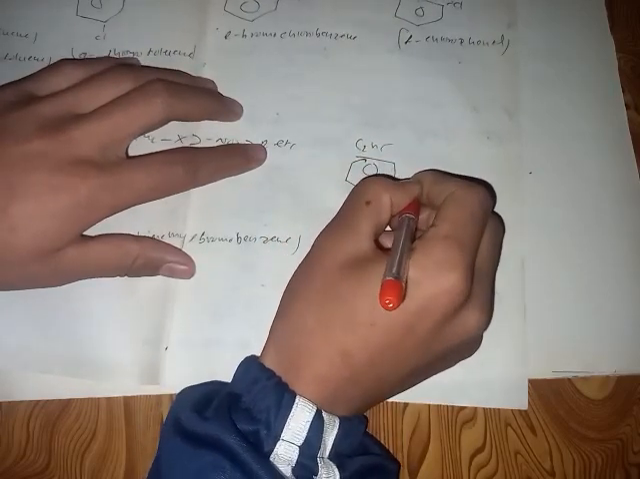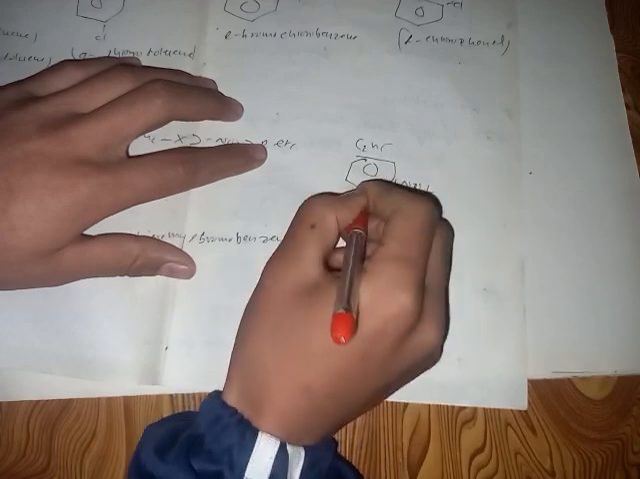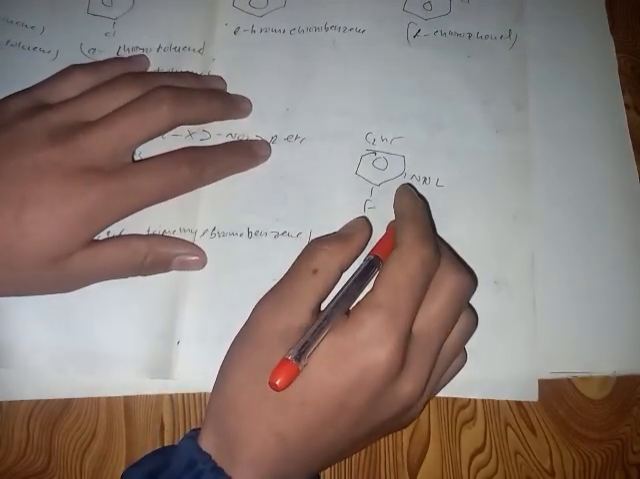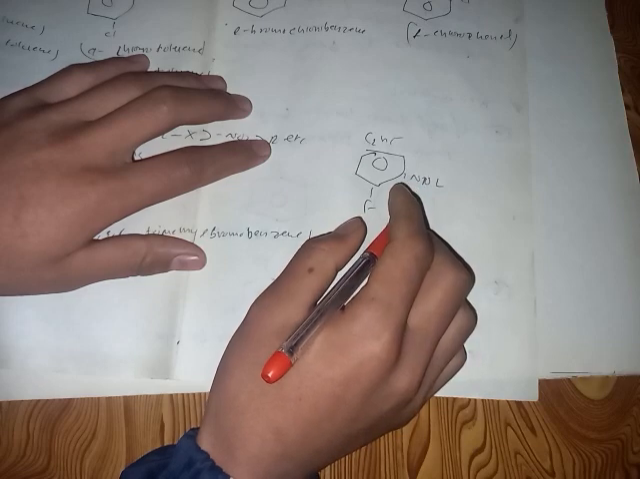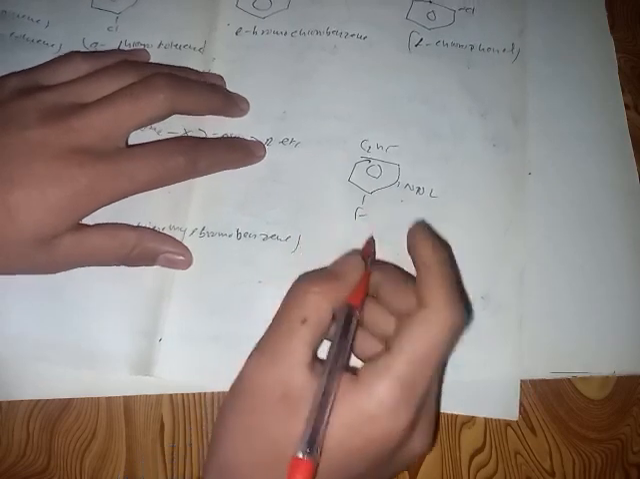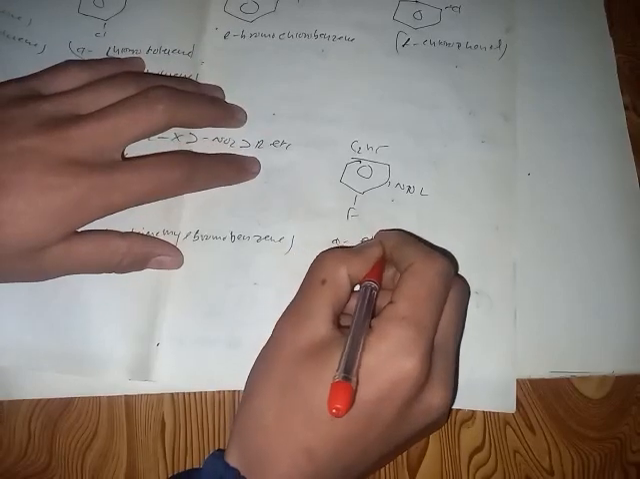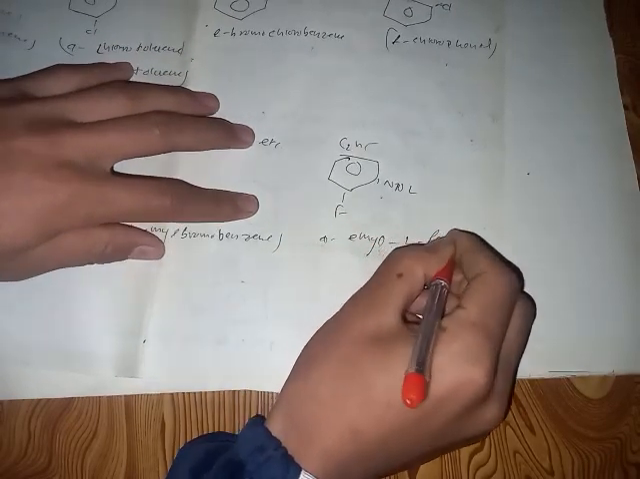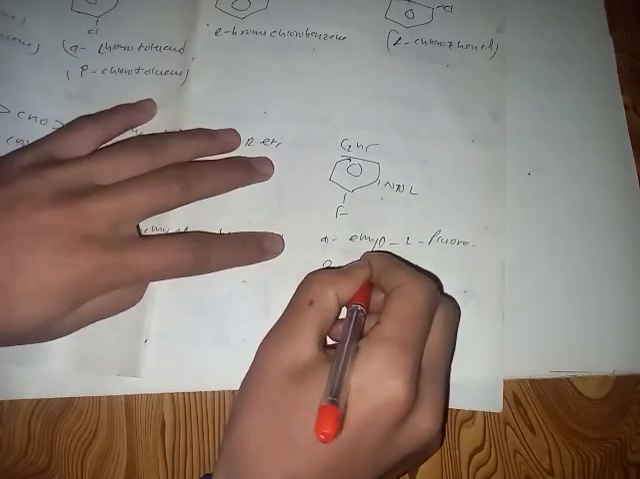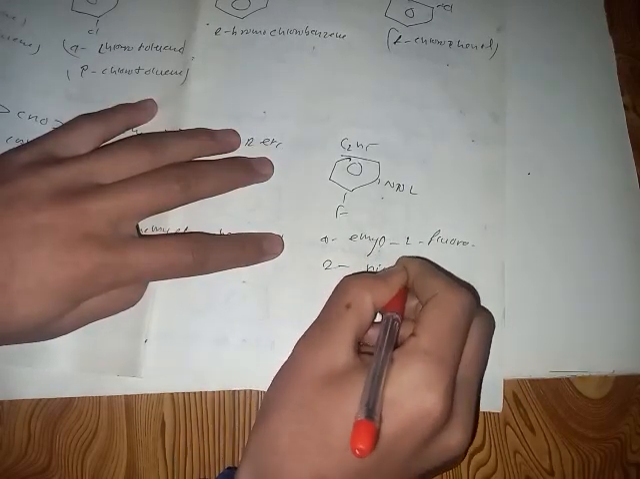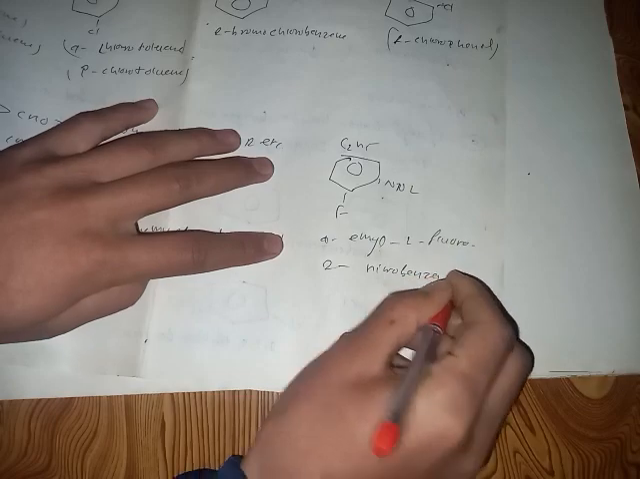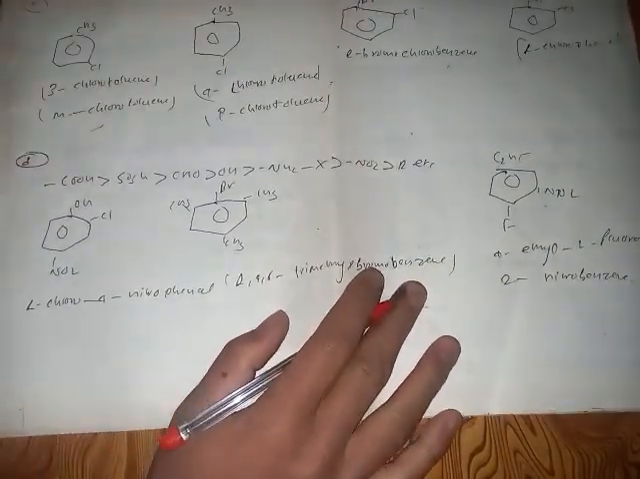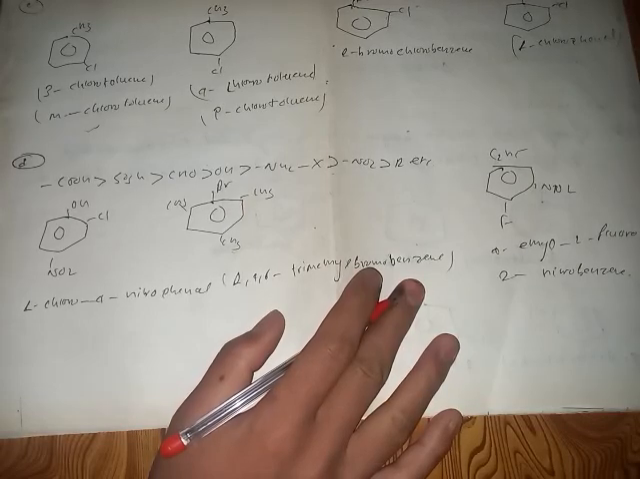And another compound, listen carefully: C2H5, and then the NO2, and the F. Then according to the alphabetical order, the name is ethyl, 1-fluoro, 2-nitrobenzene. Then we can finish the nomenclature.